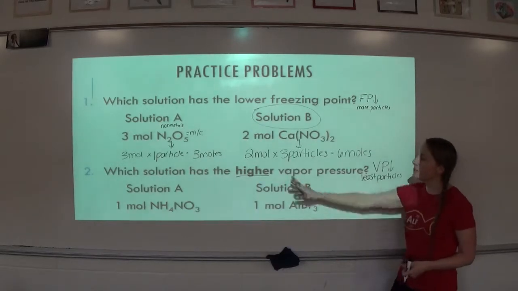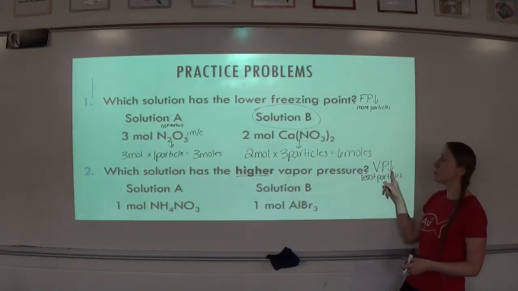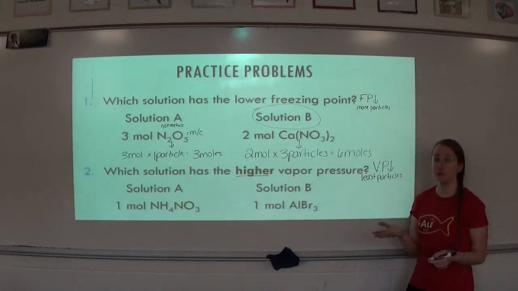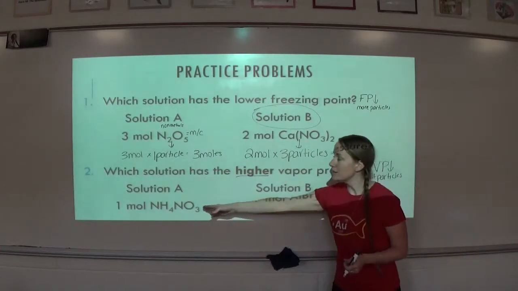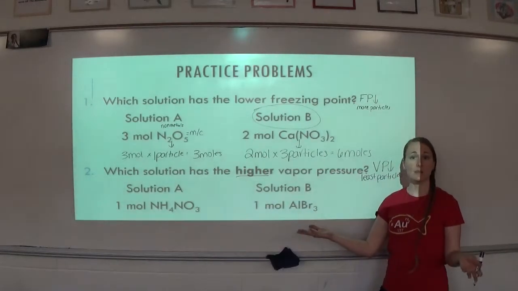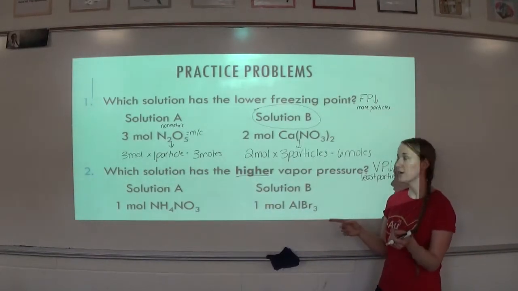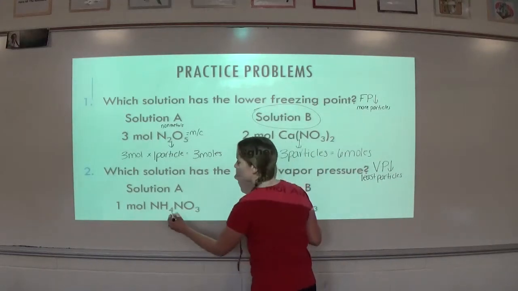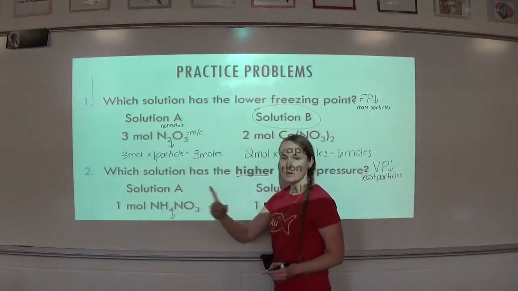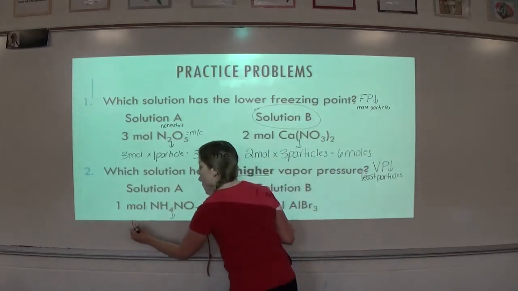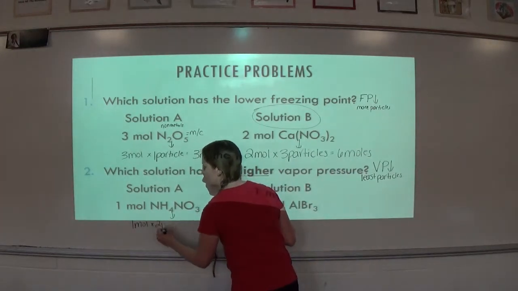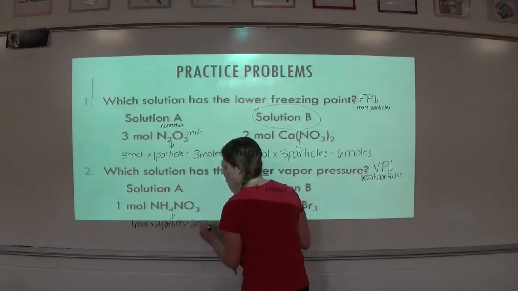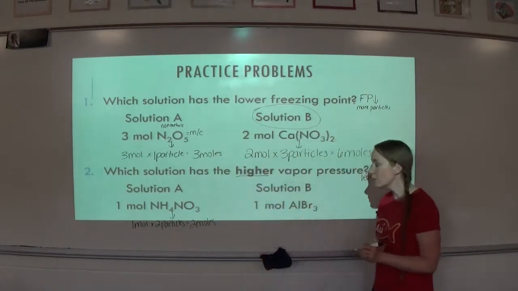Alright, so if I ask you the opposite, like it's vapor pressure depression, which means lower, but I ask you for higher, you do the least amount of particles. Okay, now this one, in the beginning, it's going to seem like they're the same, because it's 1 mole of each, but we know better than that now. Alright, so I see polyatomic ions, so this is going to break apart into 2 particles, ammonium and nitrate. So I do my 1 mole times my 2 particles, and I get 2 moles. So solution A has 2 moles total.